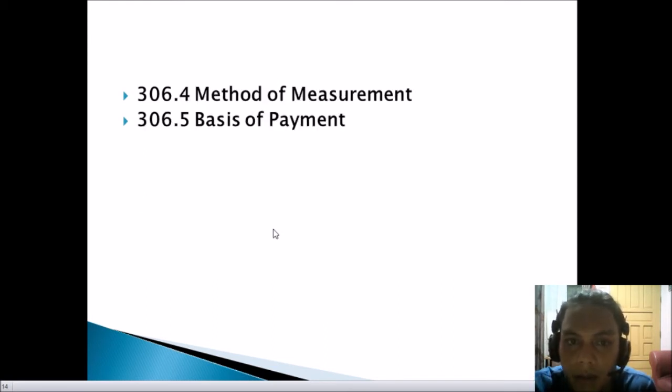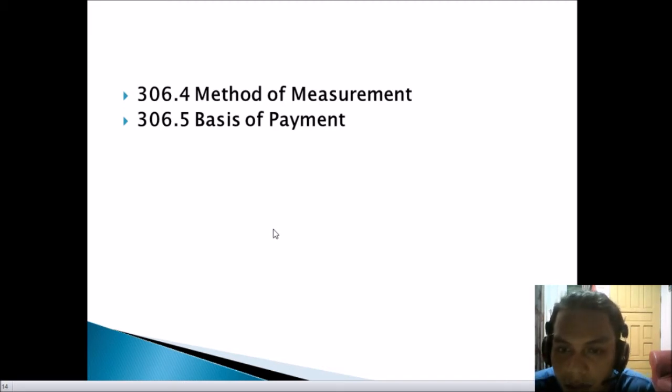Next is 306.4, the method of measurement. Bituminous material and aggregates for bituminous road mixed surface course will be measured by the ton. The quantity to be paid for shall be the number of tons of bituminous materials.